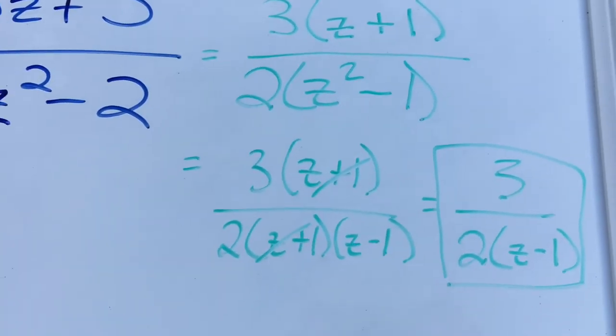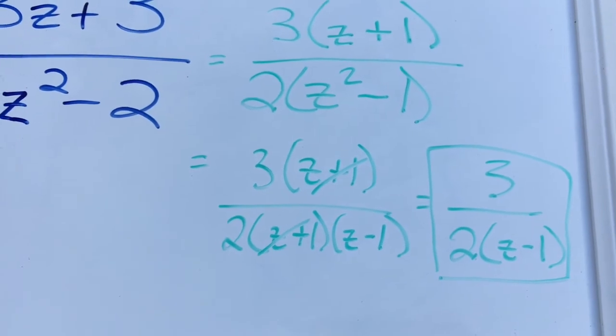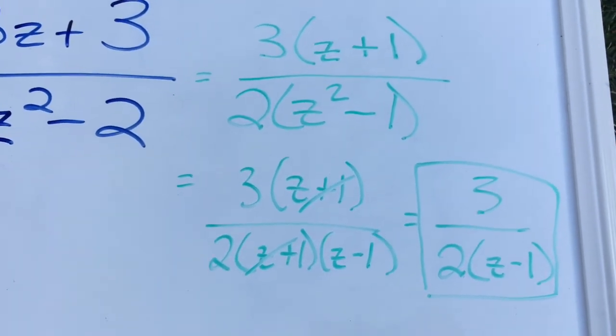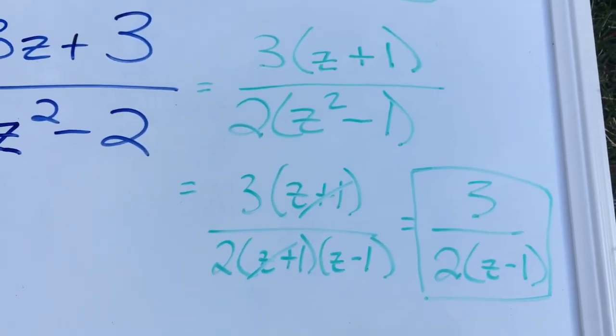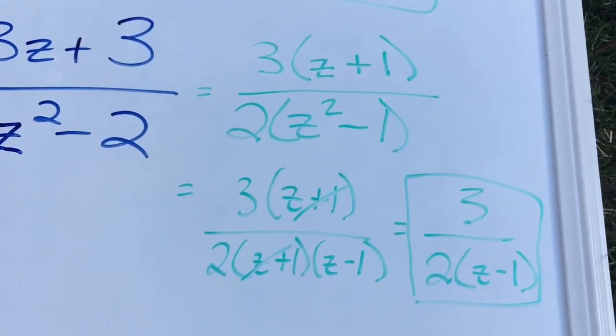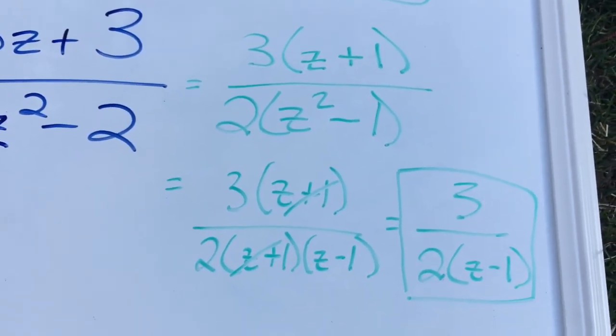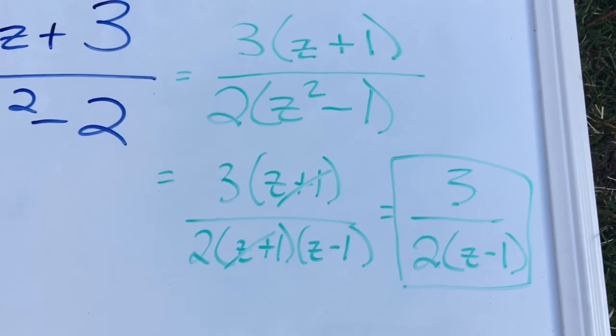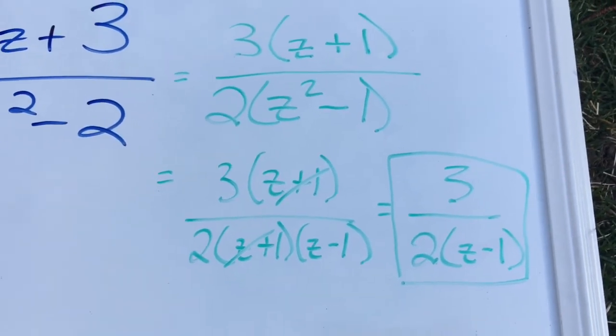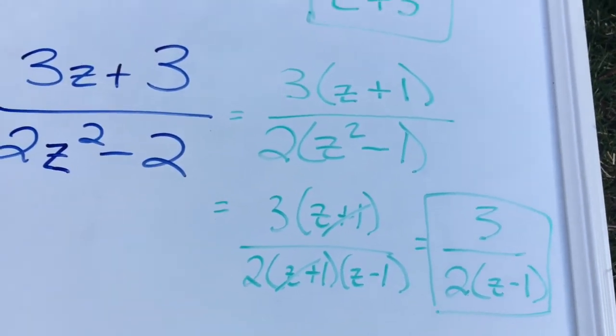So on the bottom I'm going to change that to z plus 1 and z minus 1, and we can cancel out our z plus 1's. So we get to cross out our z plus 1's, they're gone. On the top we have 3, and on the bottom we have a 2 and a z minus 1. Great job, guys!